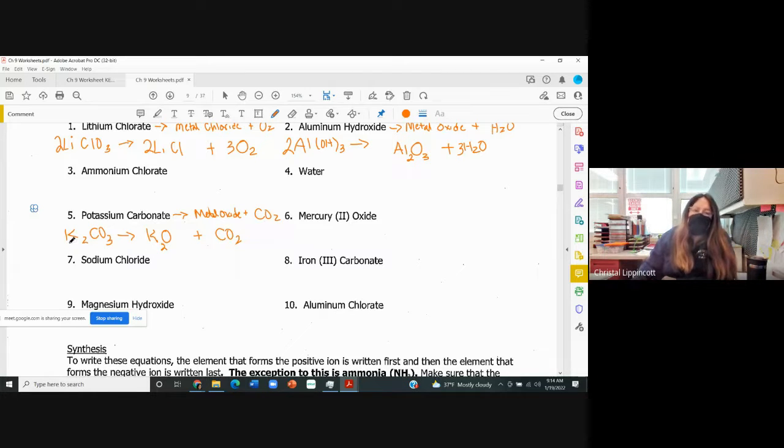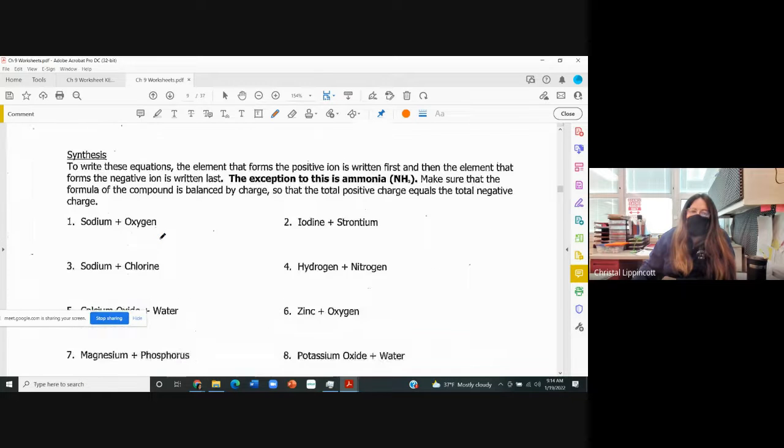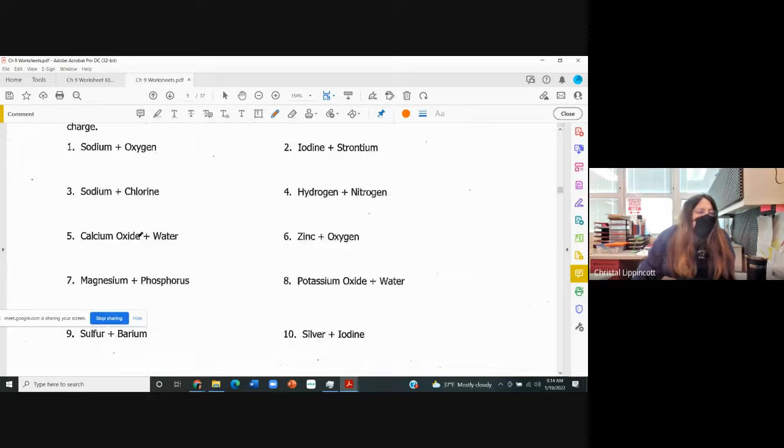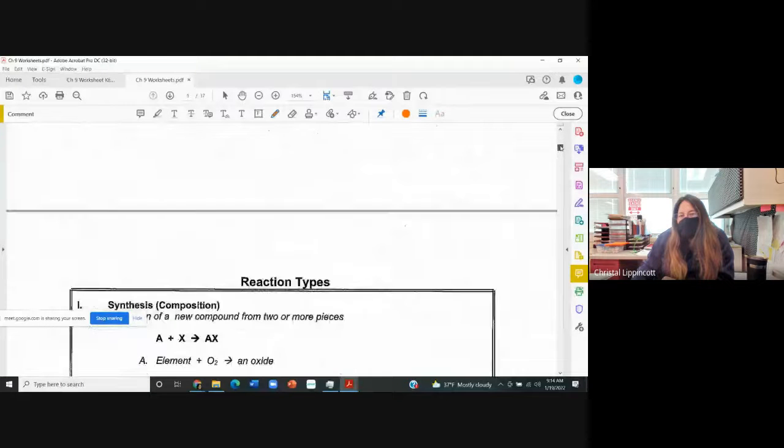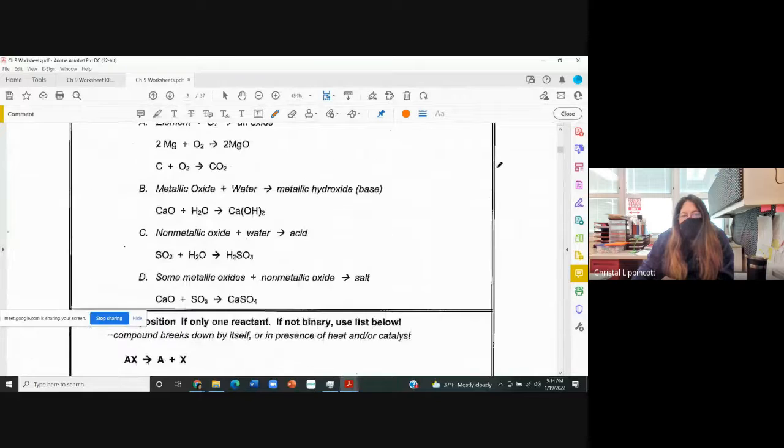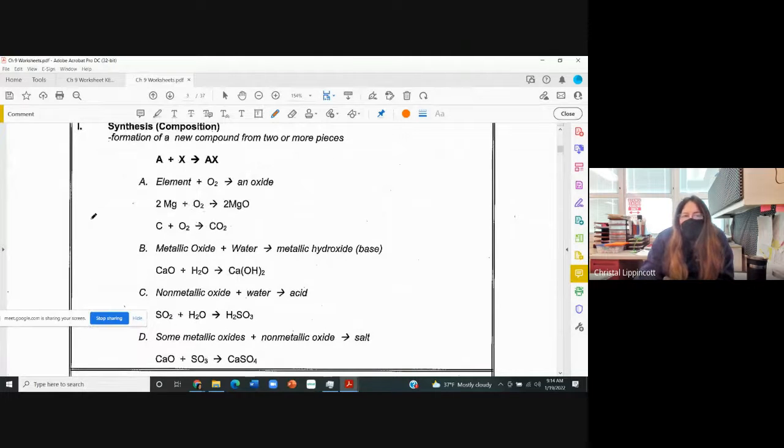All right, so that takes care of decomposition. Now we're going to look at synthesis. So with synthesis, that's at the top of your reaction type sheet. Right here. You can have it where you've got two elements that are coming together to make one. So if you have an element and an element, it can only form a compound. Okay? So one element plus one element equals one compound.